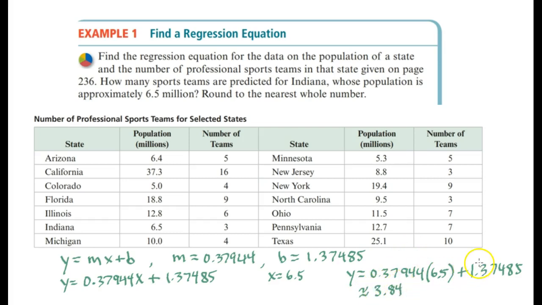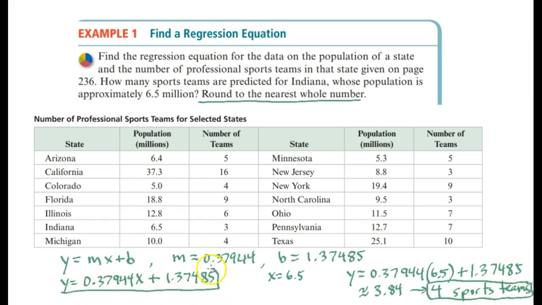And since with sports teams you can't have a decimal amount, as mentioned, we're going to round to the nearest whole number, which gives us 4 as our solution. So 4 sports teams. And there we go. So there's our regression equation. We predicted a value using the regression equation.